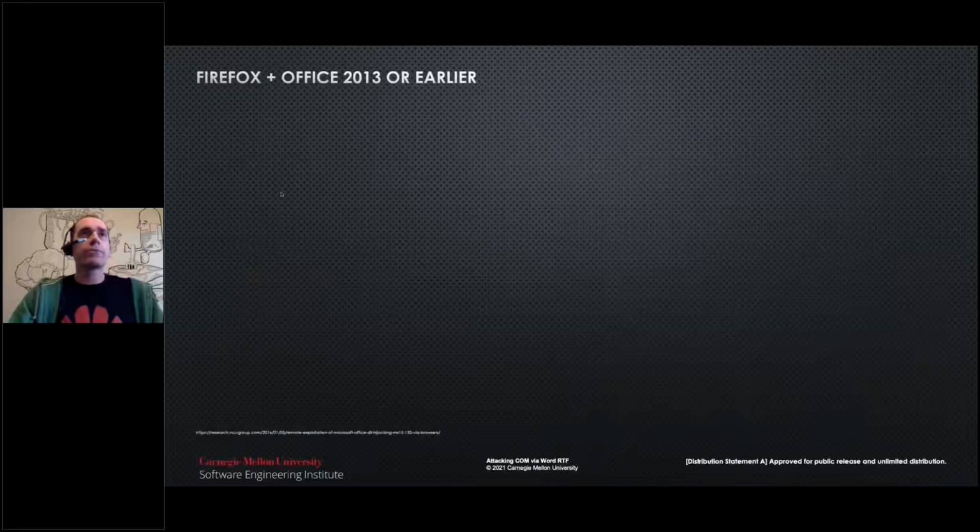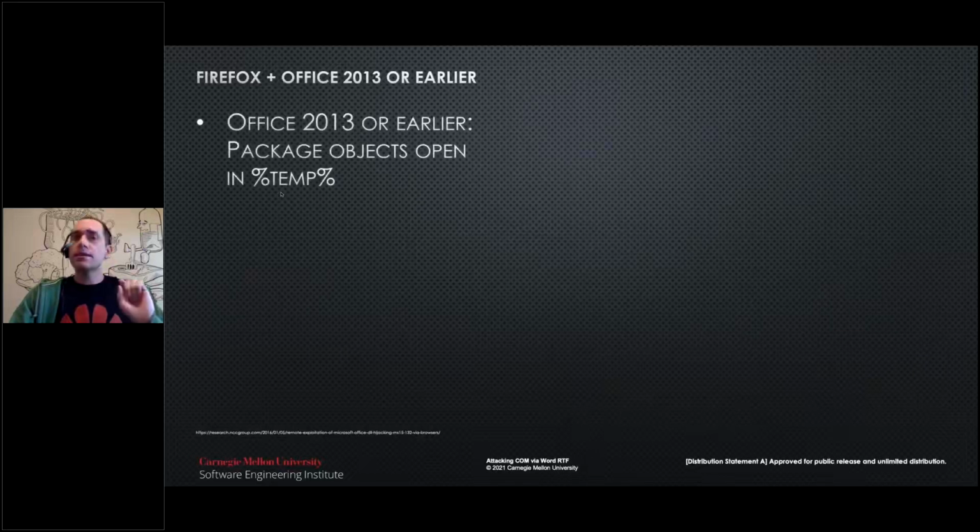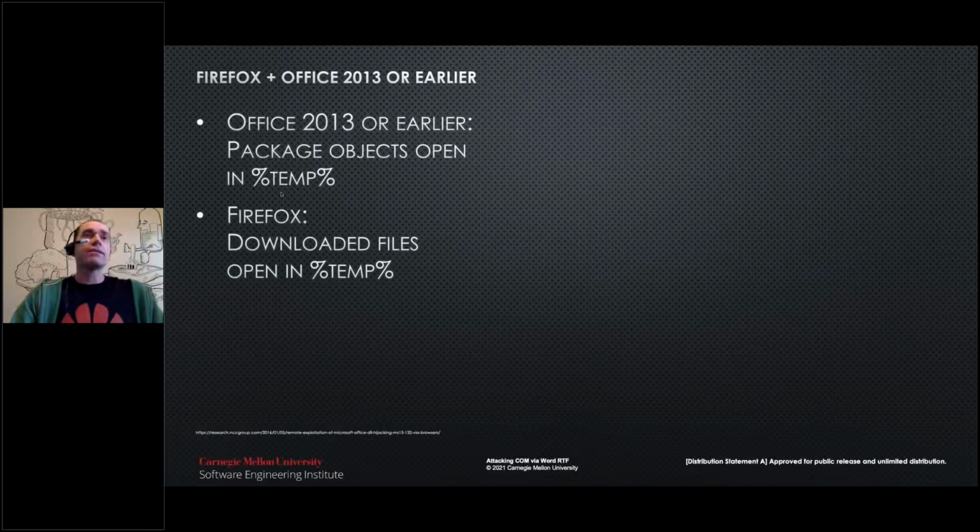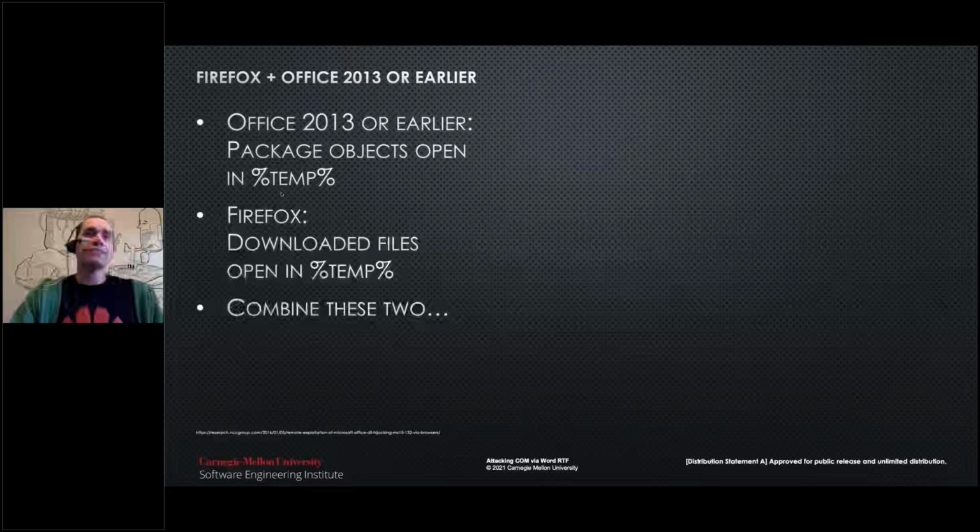Let's consider another popular web browser, Firefox. If the target platform has Office 2013 or earlier, if you have a document that has an embedded package in it, and that's basically, if you have a document and you drag calc.exe into it or do whatever, it stores it as a package object. With Office 2013 or earlier, when you open that document, it'll automatically extract those to your temp environment variable. Firefox, on the other hand, when you open a file from a web page directly, it'll open it in the %temp% directory, the same directory. What happens if you combine these two?